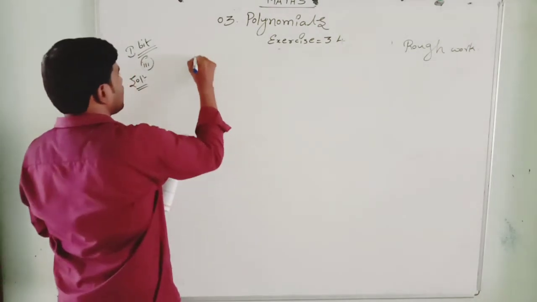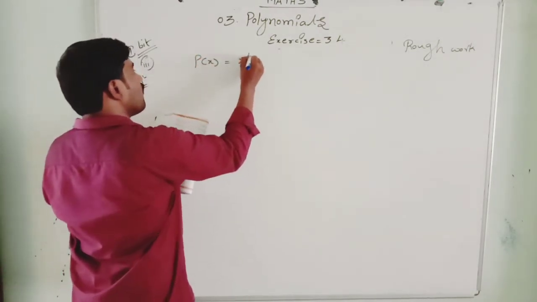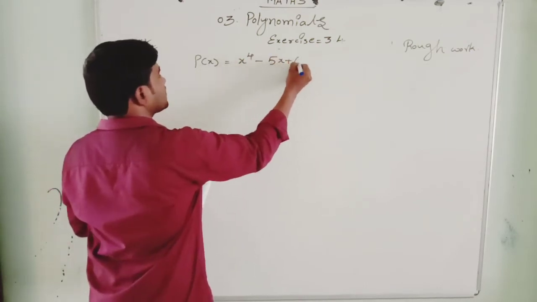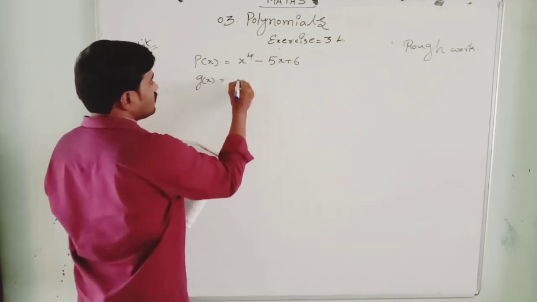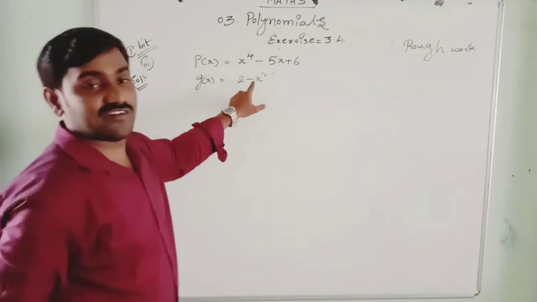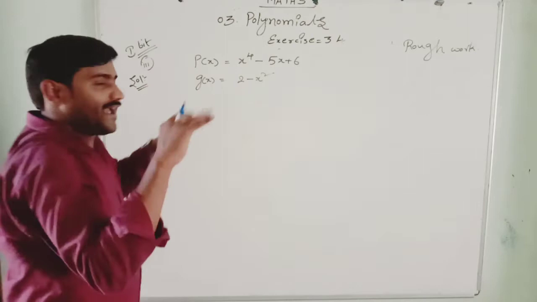P of x is equal to x to the power of 4 minus 5x plus 6, and g of x is equal to 2 minus x square. First we have to write the variables, then the constant term. That should be in order, we have to write.